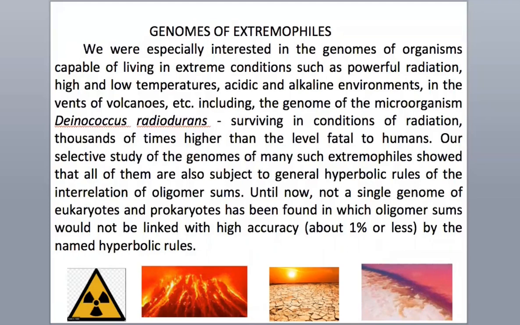Until now, not a single genome of eukaryotes and prokaryotes has been found in which oligomer sums would not be linked with high accuracy, about 1% or less, by the named hyperbolic rules.